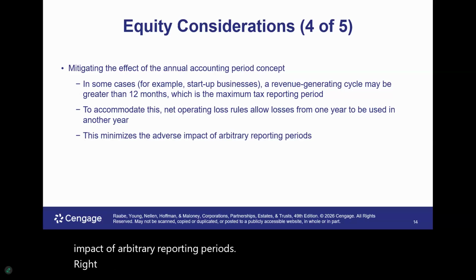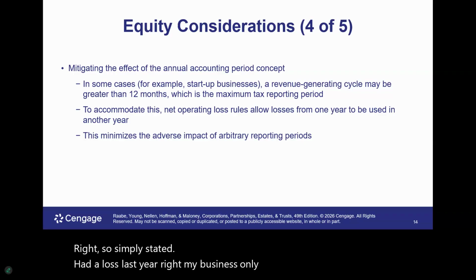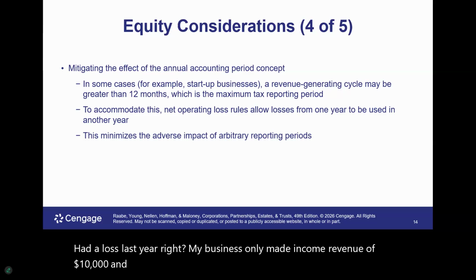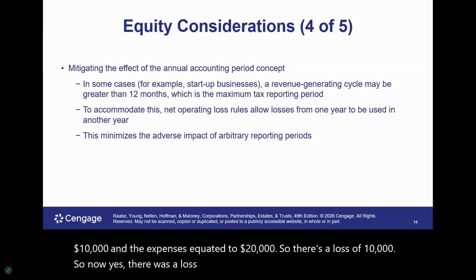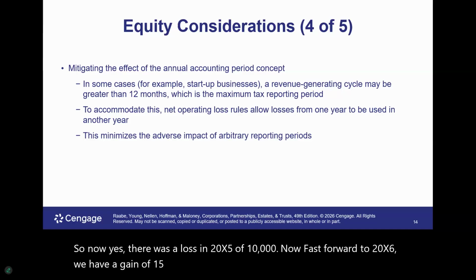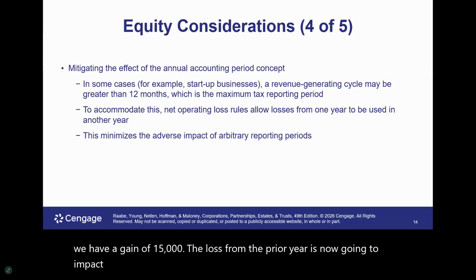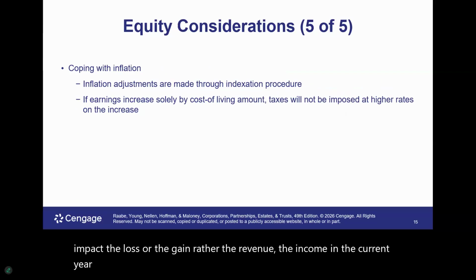So simply stated, I had a loss last year, right? My business only made income revenue of $10,000, and the expenses equated to $20,000. So there's a loss of 10,000. So yes, there was a loss in 20x5 of 10,000. Now fast forward to 20x6, we have a gain of 15,000. The loss from the prior year is now going to impact the gain, the revenue, the income in the current year, essentially.